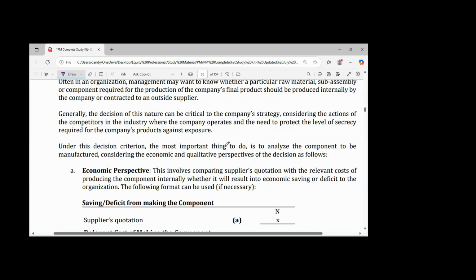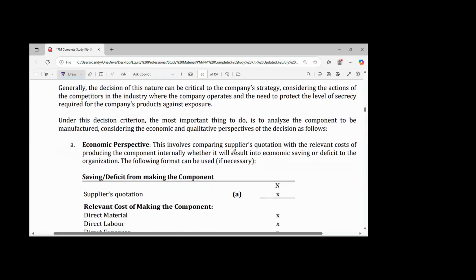Under the economic angle, what are you supposed to do? The most important thing to do is to compare the supplier's quotation versus the relevant cost of making the component, whether it will result in economic saving or deficit to the organization. I repeat, when you want to carry out the economic analysis under make or buy decision, the most important thing is to compare the supplier's quotation versus the relevant cost of making the component, the sub-assembly or the raw material.